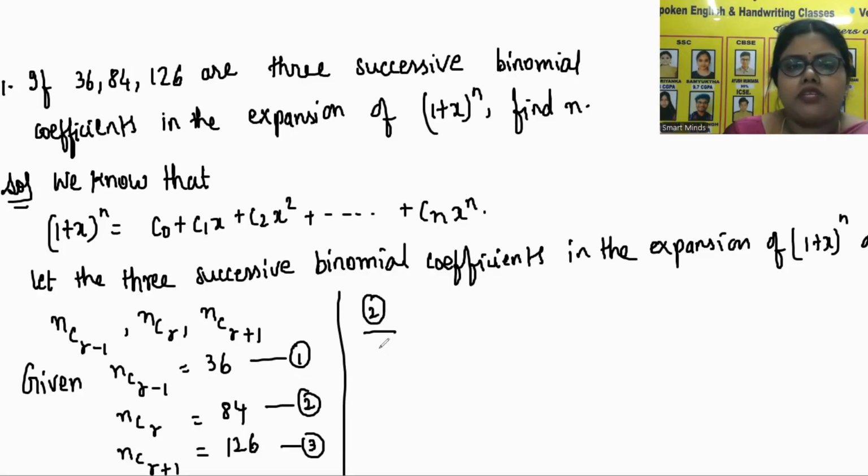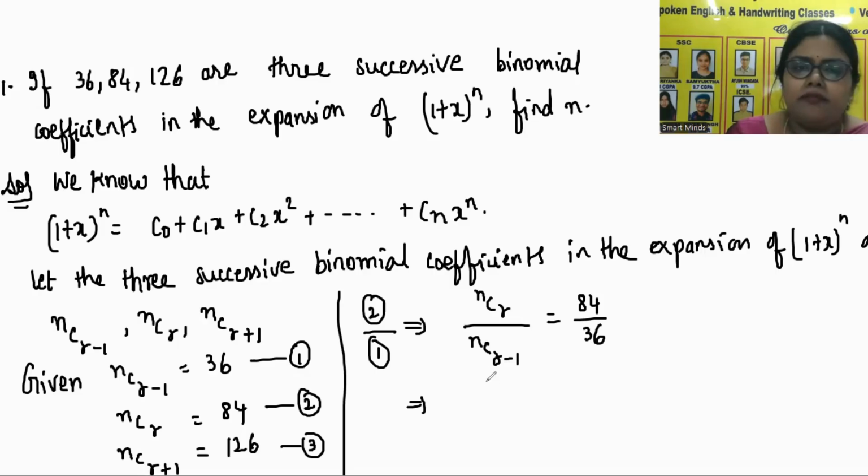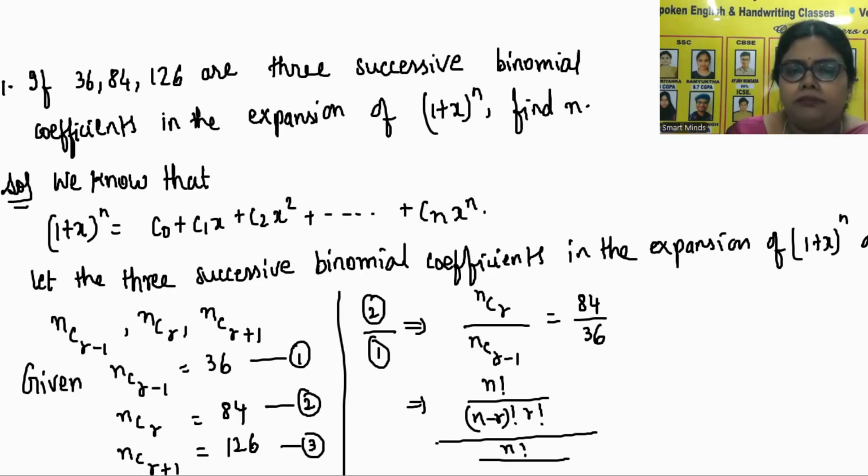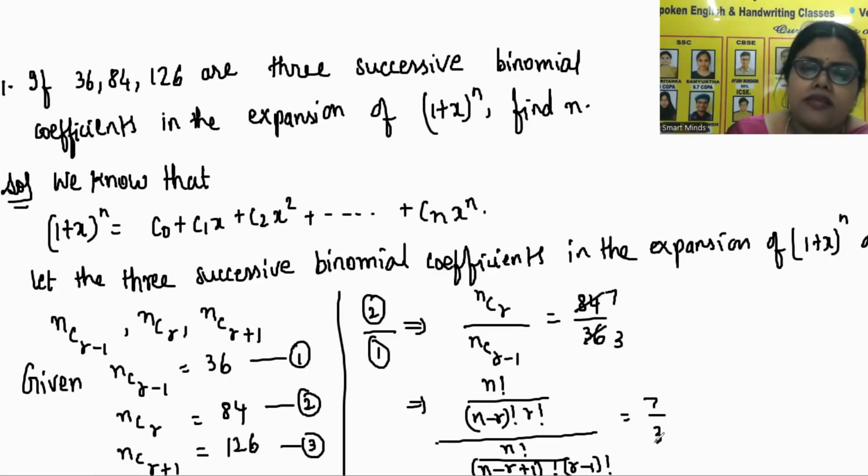Now we will divide equation number 2 by equation number 1. So what do you get? nCr by nC(r-1) is equal to 84 by 36. Now what is the formula for nCr? n factorial by (n minus r) factorial into r factorial. And nC(r-1) is n factorial by (n minus r plus 1) factorial into (r minus 1) factorial, which is equal to, if we cancel, 12 3s are 36, 12 7s are 84. So that is 7 by 3.